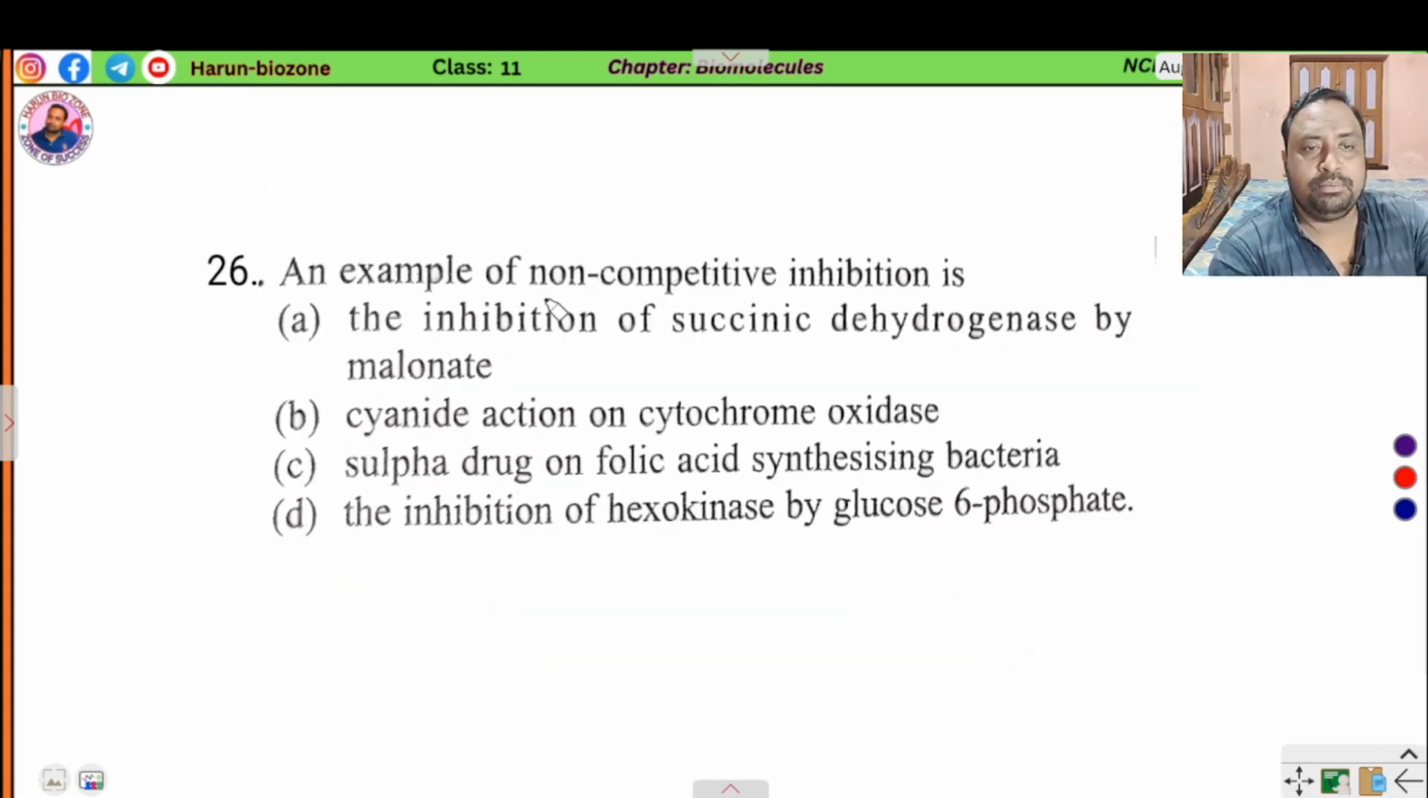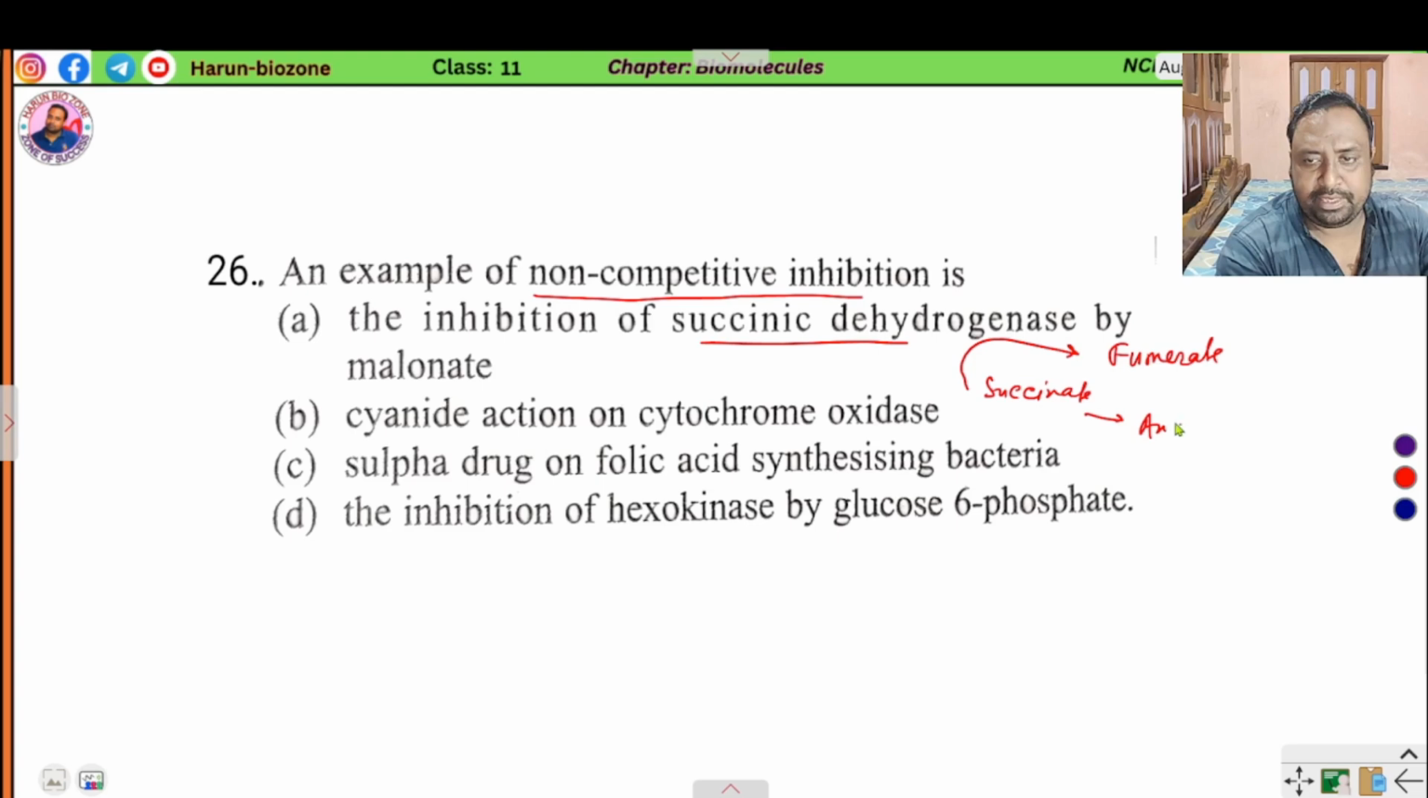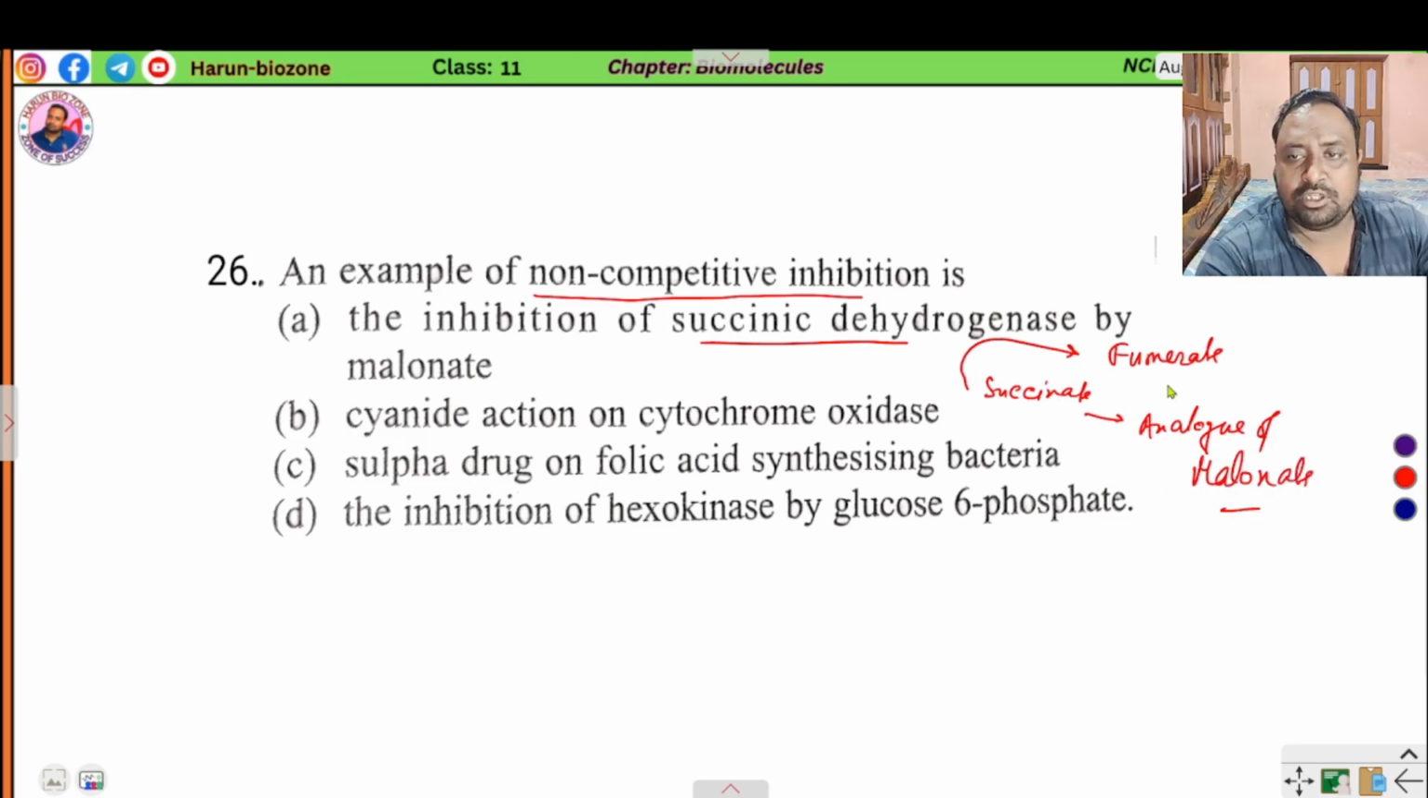26 number, an example of inhibition: the inhibition of succinate dehydrogenase. Succinate dehydrogenase converts succinate to fumarate. Here malonate is an analog, meaning a similar compound to succinate. So malonate inhibits the conversion of succinate to fumarate. So this is a competitive inhibitor.